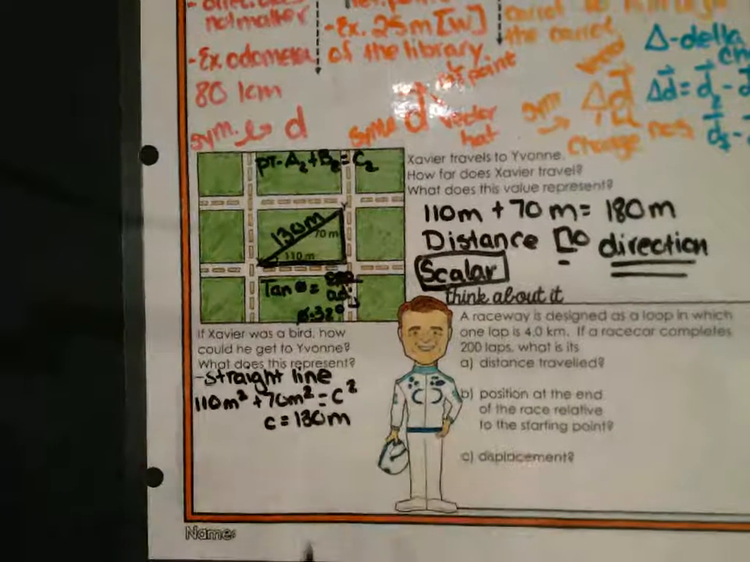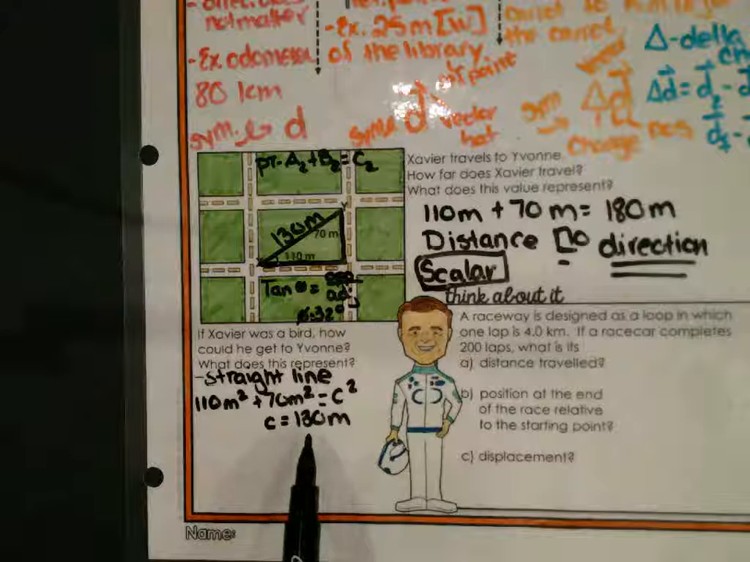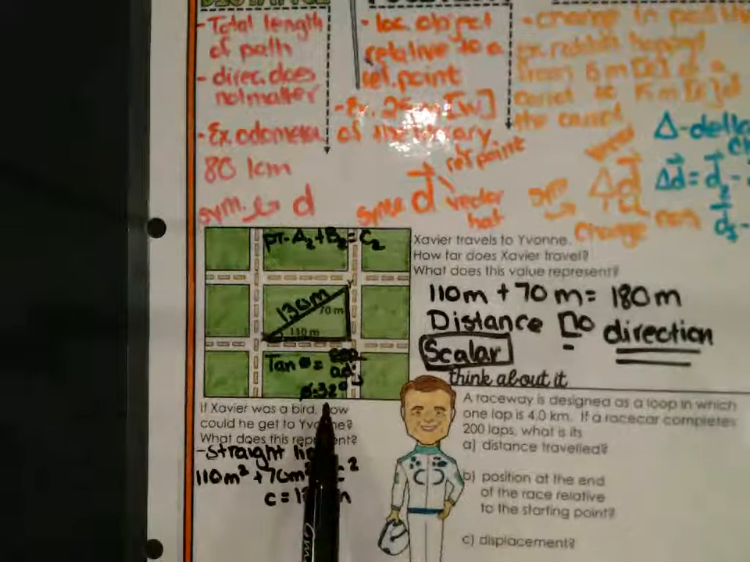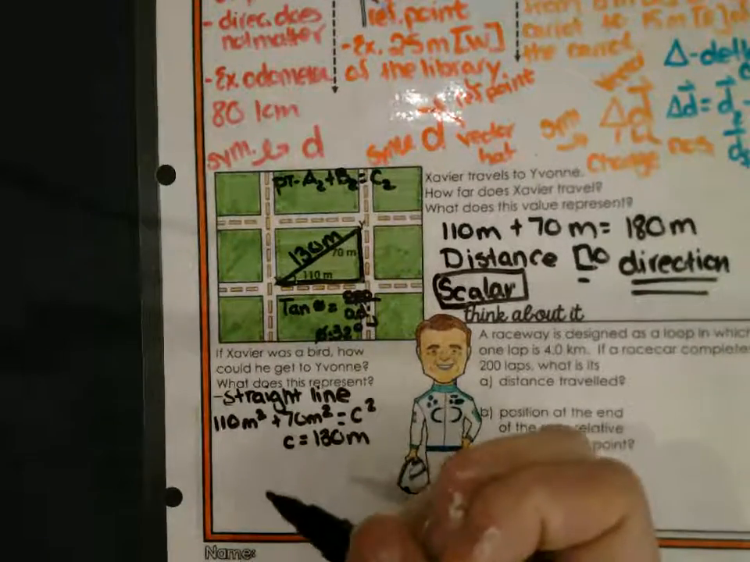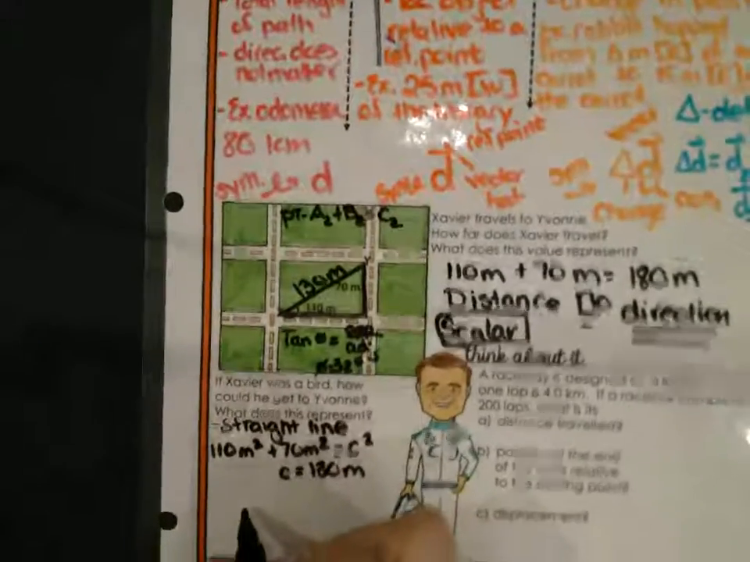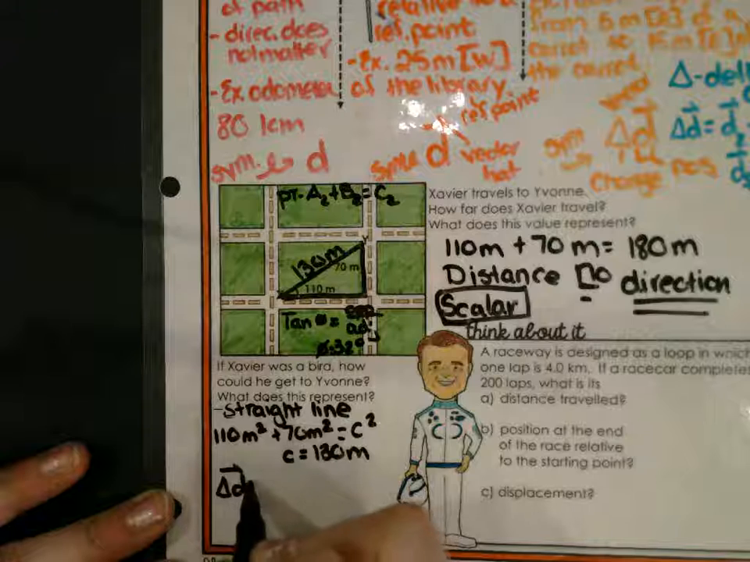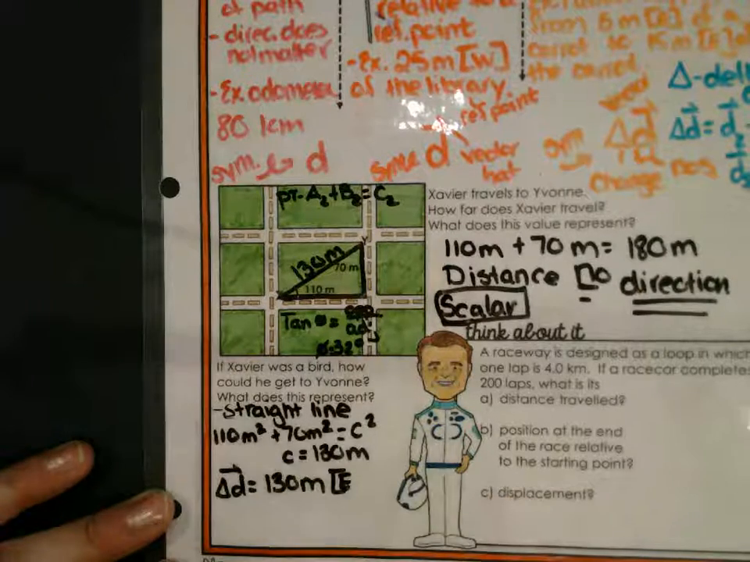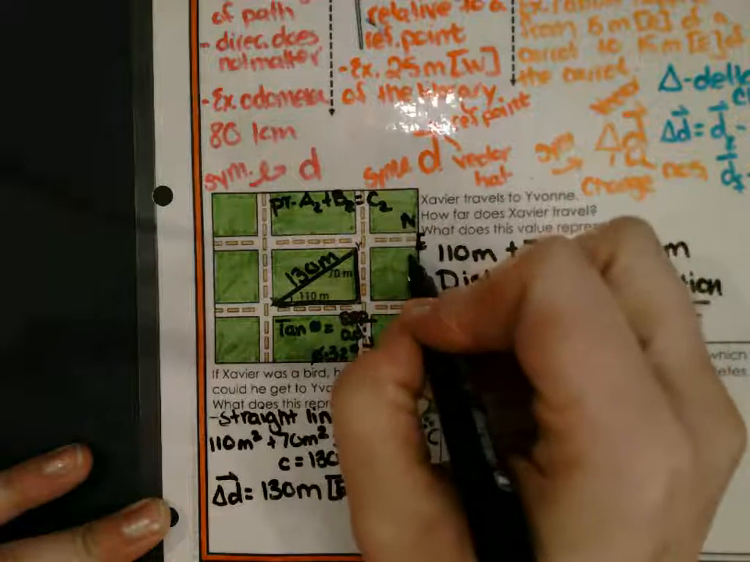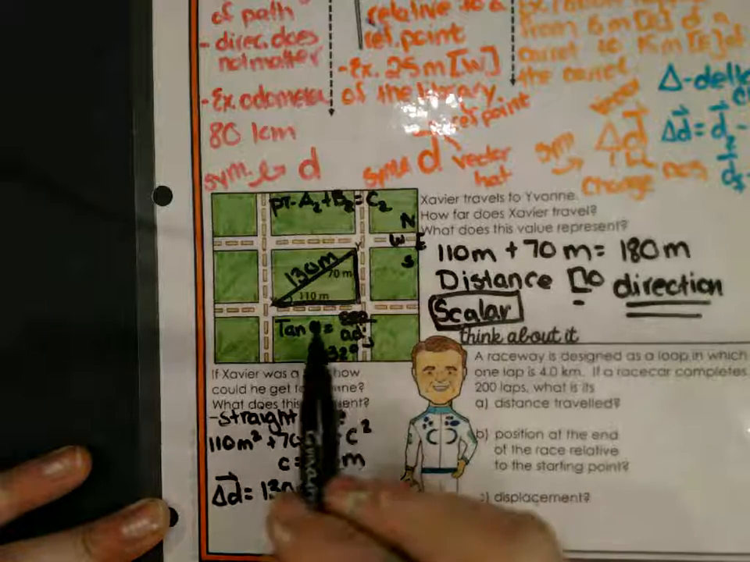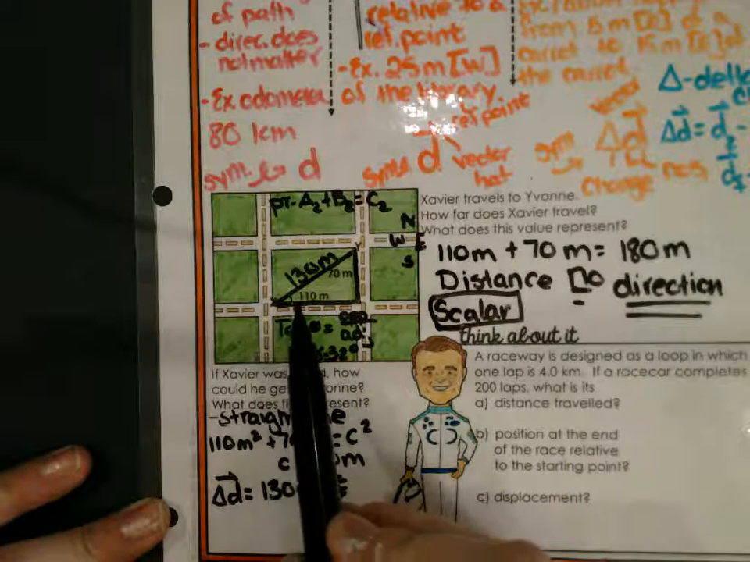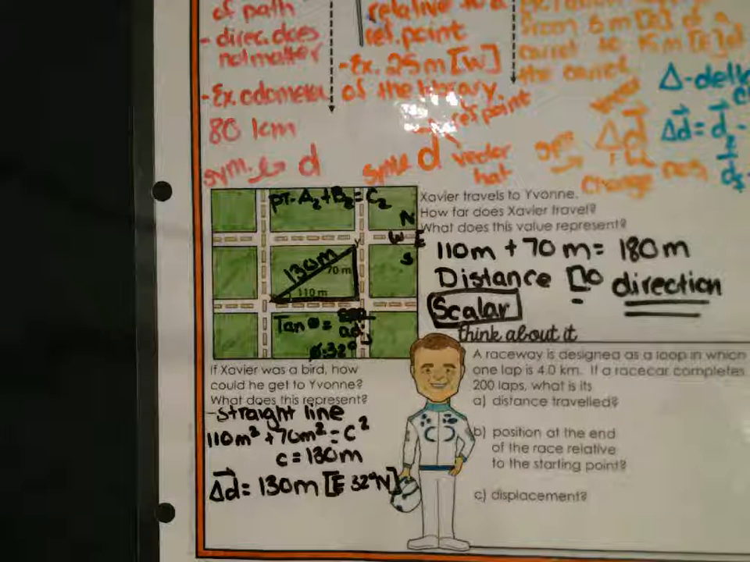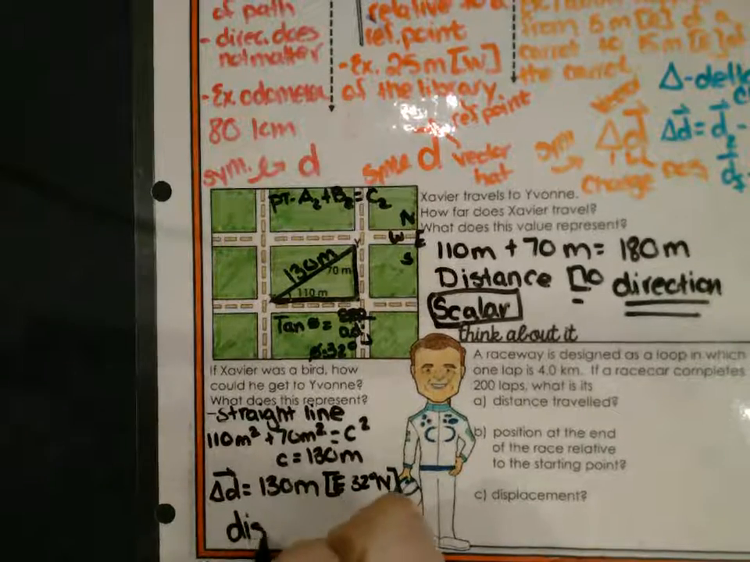So now I know a distance. So I have a magnitude, I have a unit, and I have a direction. So my final answer is going to be that the displacement was 130 meters. And for the sake of this problem, I'm going to assume our compass goes like normal. So he went 130 meters east, 32 degrees north. Because we have all three, we're going to consider this a displacement.